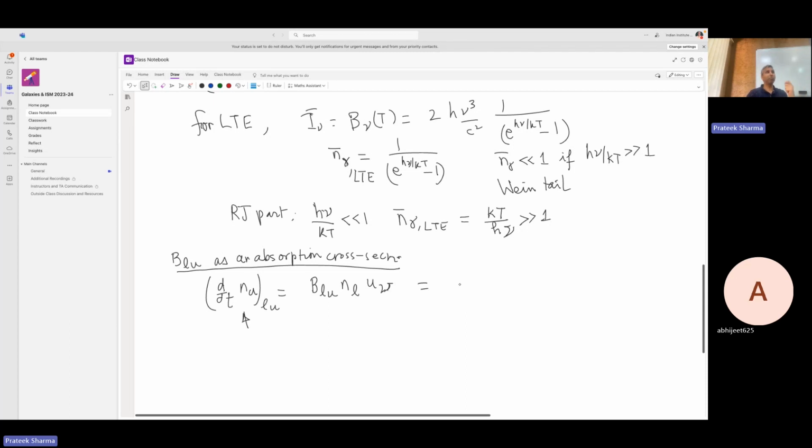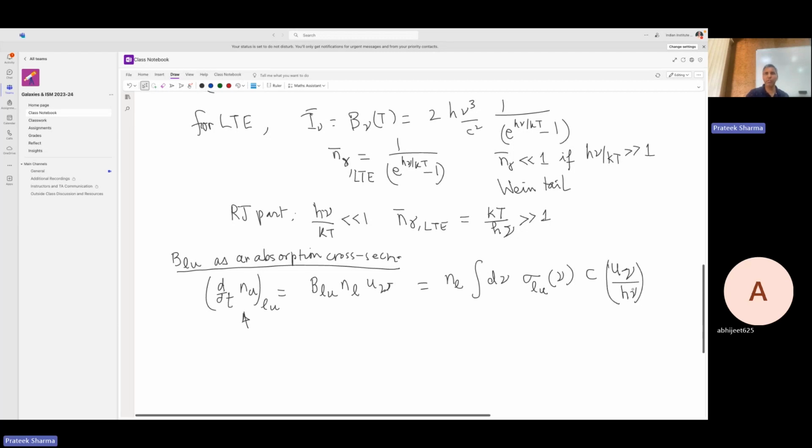The absorption is a two-body process, right? You have an atom in state L, and you have a photon, and they interact with each other, come close together. So it's a sort of collision. So you can write this rate as n_L times the integral of d nu sigma_LU(nu) times c times U_nu by h nu. Okay, let's try to see what it means.